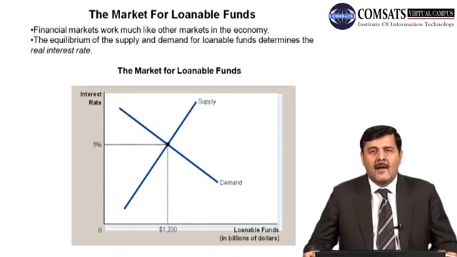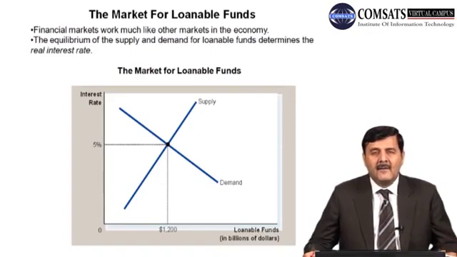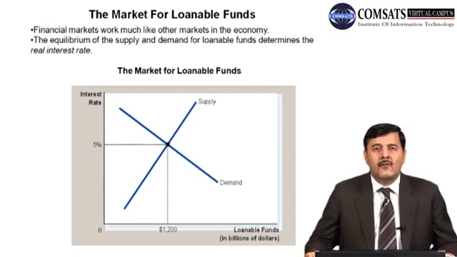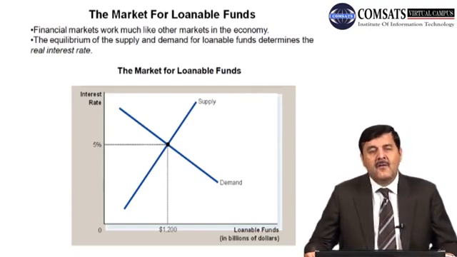As we know, in the graph we have two axes. One is the y-axis, the other is the x-axis. On the y-axis we are measuring the interest rate. On the x-axis we are measuring the demand and supply of loanable funds. As we said, we have the negatively sloped demand curve for loanable funds.